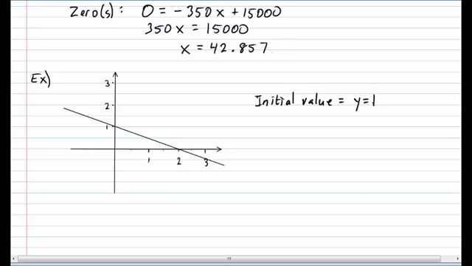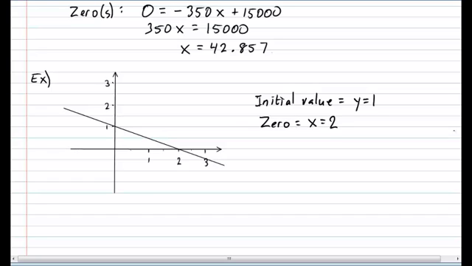Now for the 0 or zeros, there could be more than one sometimes. In this particular case, it's very easy to see that there's only one 0. Where does it cut the x-axis? It cuts it at x equals 2. So let's put that down. There we go. That's all there is to it. Visual identification of the initial value and the zeros is extremely easy.